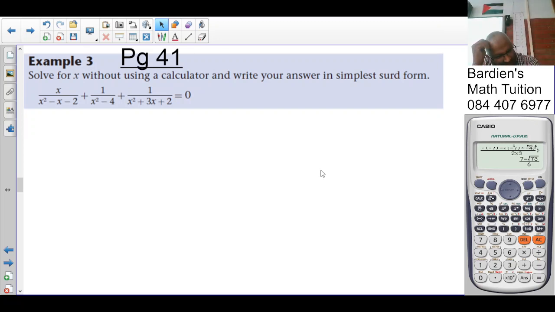The question says solve for x without using a calculator and write your answer in simplified surd form. So now it's without a calculator and in simplified surd form. So we're going to use the quadratic formula still, but I'll show you what the difference is, okay? Write it down. What's the first step we need to do there?